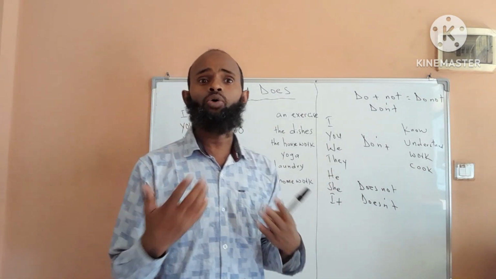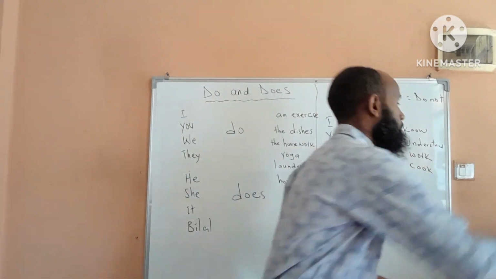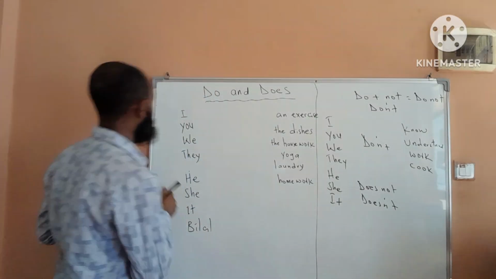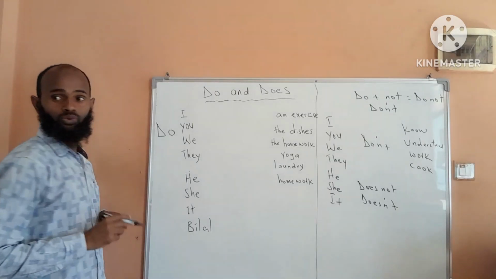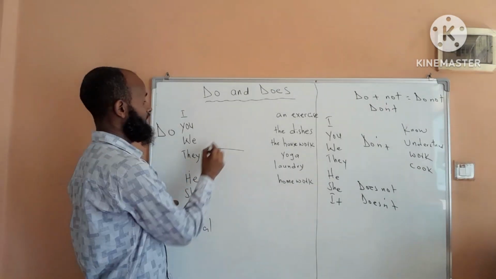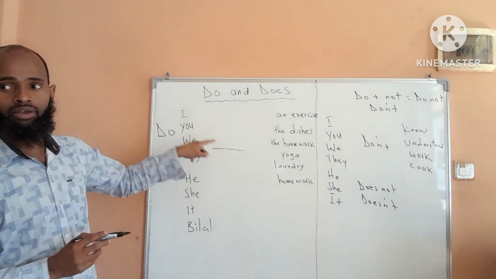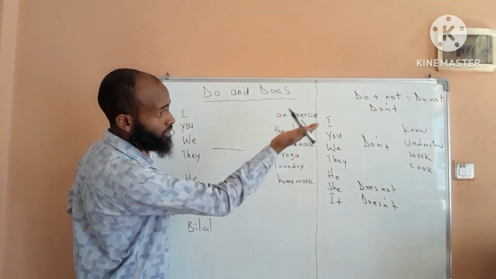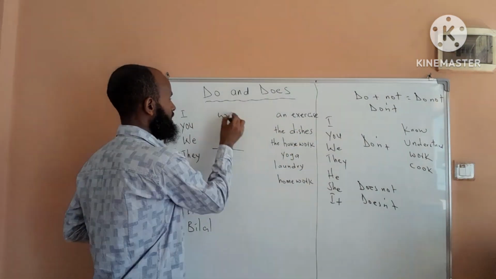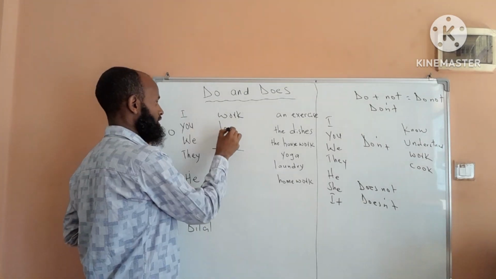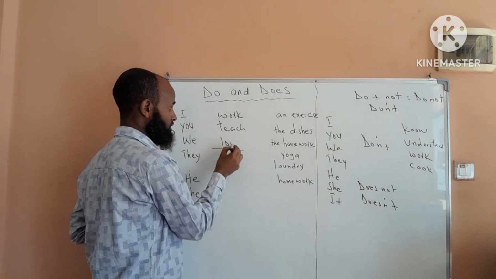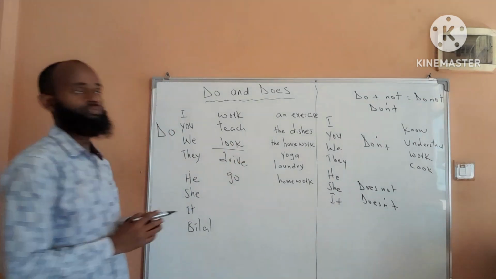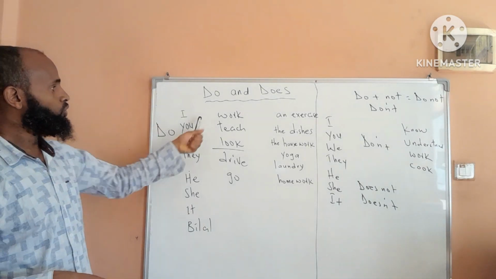The next one is how we use do and does in questions. The thing I do is bring do to the front. Do I? Here I need a verb now, an action verb. Do I work? Do I teach? Do I look? Do I drive? Do I go? Do I write? Do I cook? Very good.